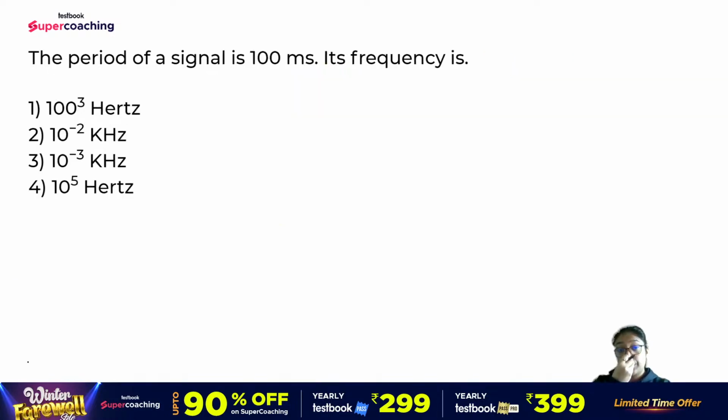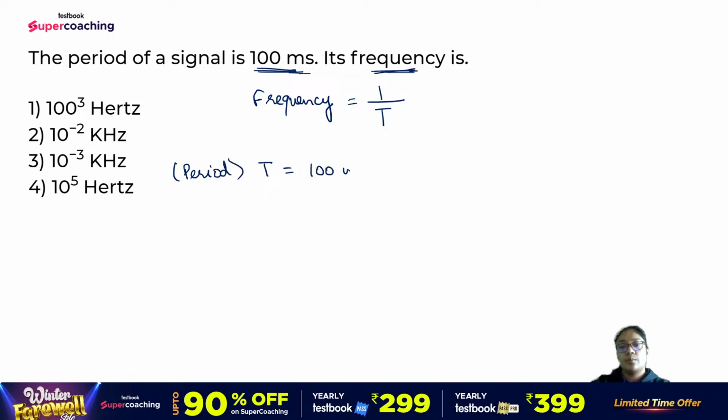Next one. The period of a signal is 100 milliseconds. Then what will be its frequency? We know that frequency is inversely proportional to the time. Frequency is 1 upon T, that is time, inversely proportional to time. T is nothing but the period, that is given as 100 milliseconds. So you just need to substitute the value here.